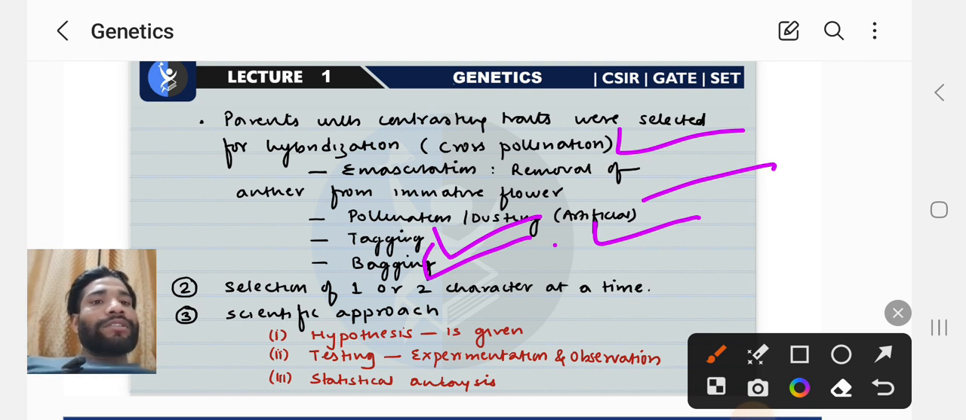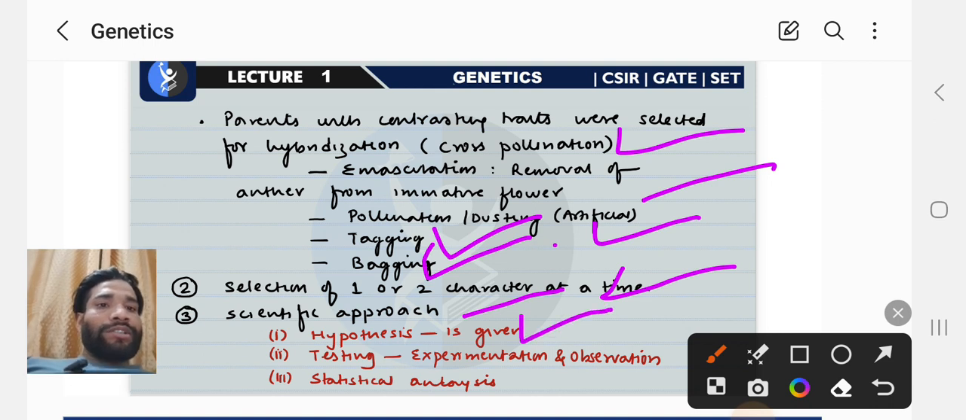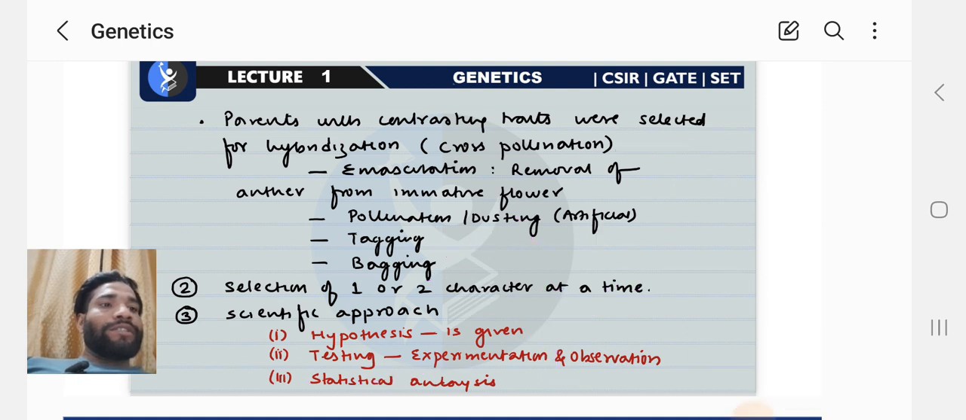They selected one or two characters at a time and took a scientific approach. First of all, they gave a hypothesis, the second was testing, experimentation and observation, and the third was statistical analysis. This is the scientific approach by which they succeeded.